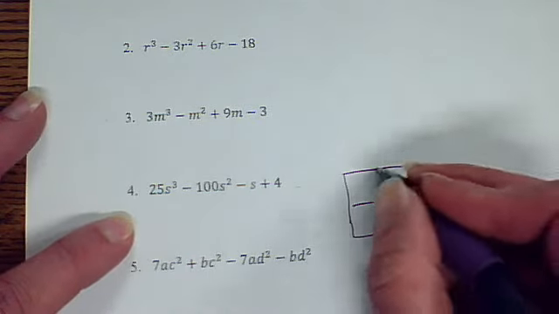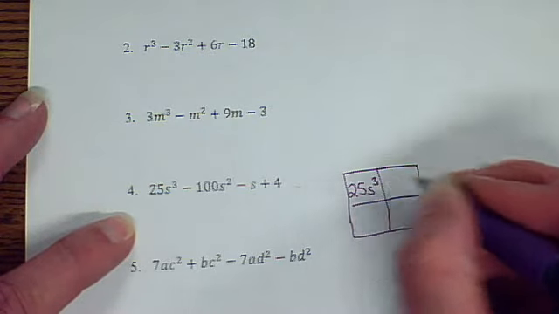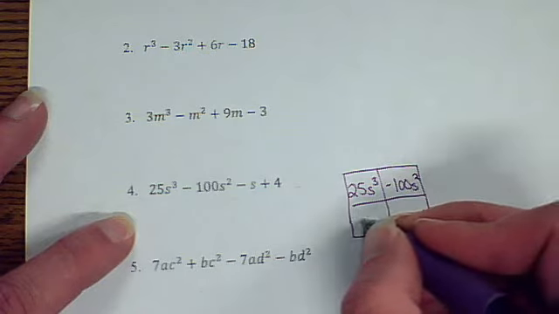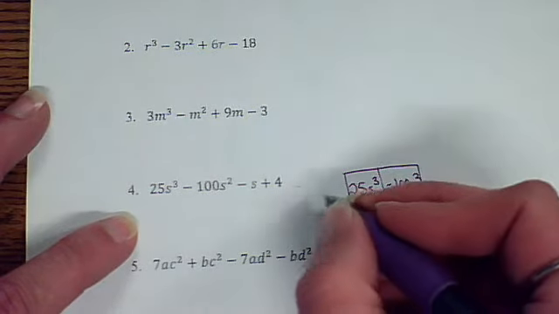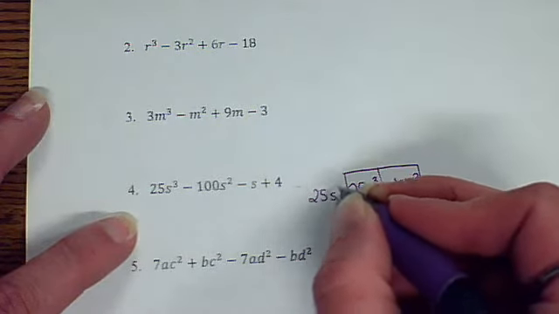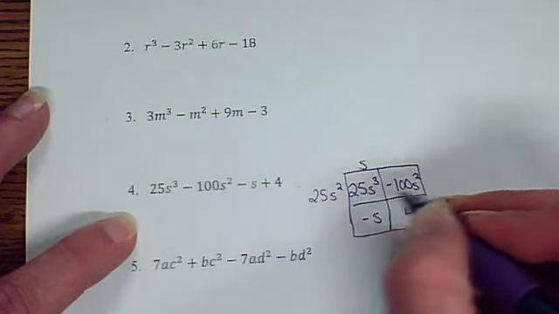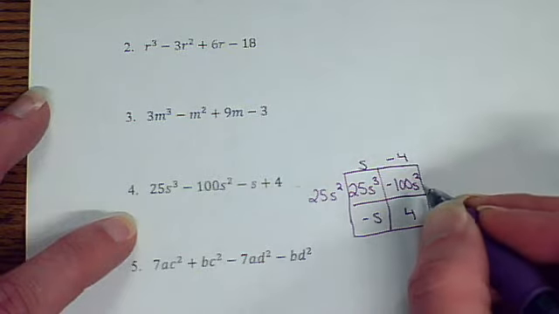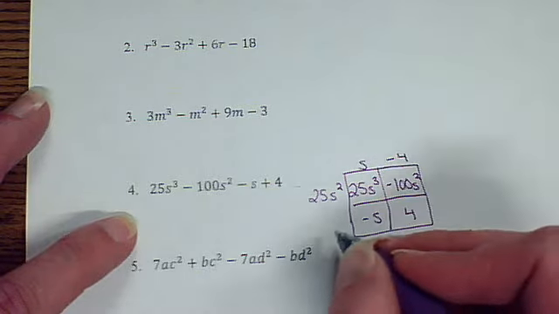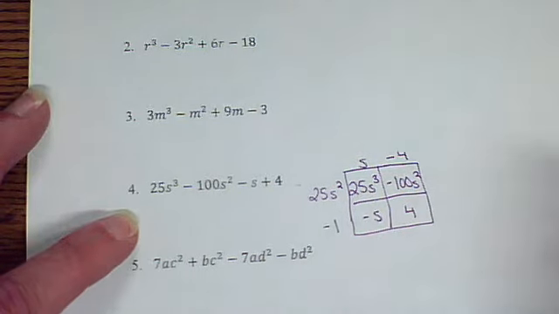Since it's 4 terms, it can go straight into the box. 25s cubed minus 100s squared. Then that would be negative s and 4. What do the first row have in common? Well, they have a 25s squared. 25s squared times s would give me s cubed. 25s squared times a negative 4 would give me negative 100s squared. S times negative 1 would give me a negative s, and negative 1 times negative 4 gives me a 4.